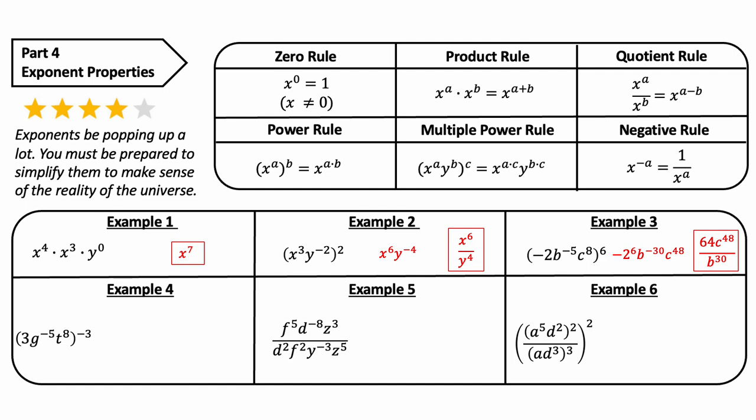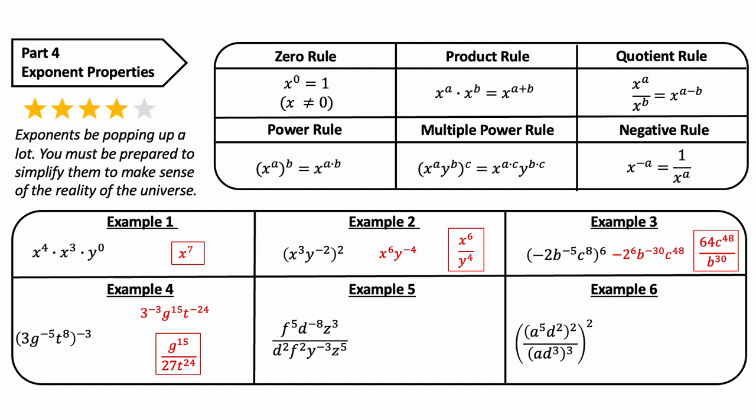Next, in example 4, seeing that we're also going to follow the power rule, so that negative 3 gets distributed to everything. 3 to the negative 3, g to the positive 15, and then t to the negative 24. Now, again, last step will just be to go ahead and raise 3 to the negative 3rd power. Well, that's the same as 1 over 3 to the 3rd power. And then likewise, t to the negative 24th power is the same as 1 over t to the 24th power. 3 to the 3rd power is 27, and so we simplify to the answer shown there.